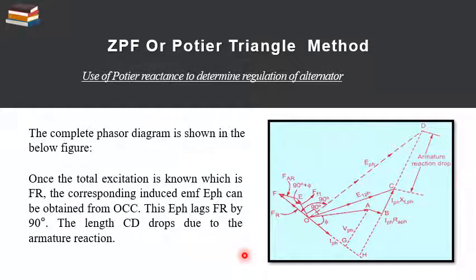Once the total excitation is known, which is FR, so this is called the FR, called total excitation. This factor is called the FAR and this factor is called the FF1. So the corresponding induced EMF EPH can be obtained from open circuit characteristics. This EPH lags FR by 90 degree. The length CD drops due to the armature reaction.